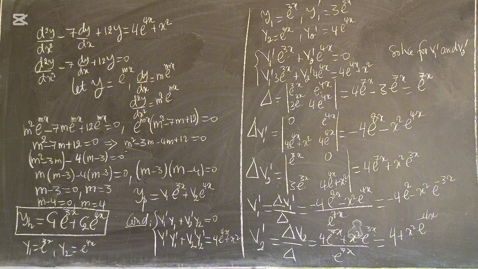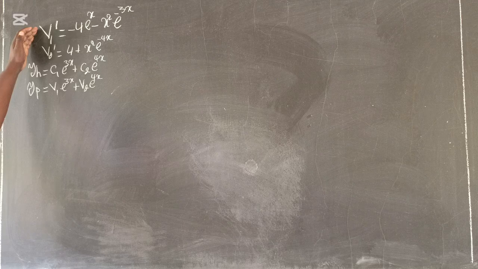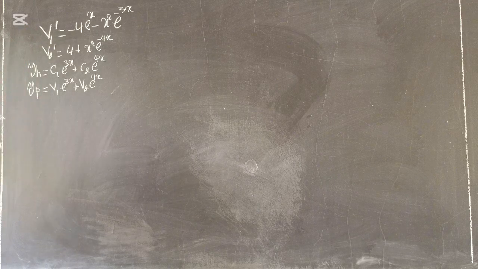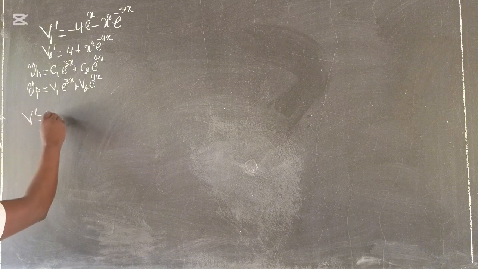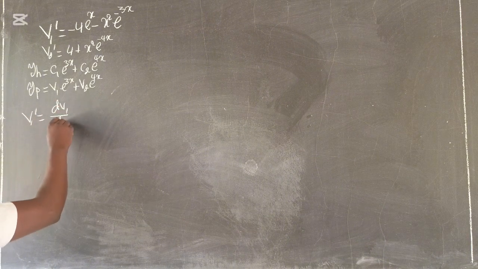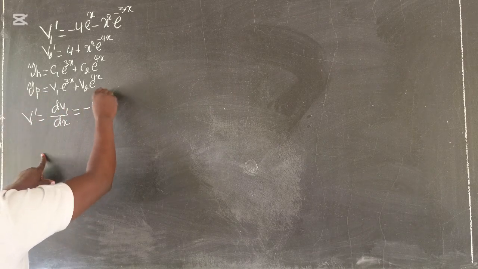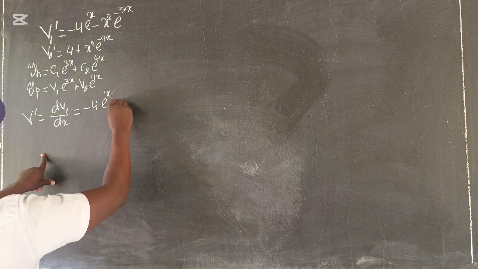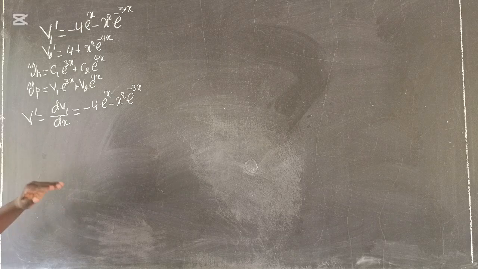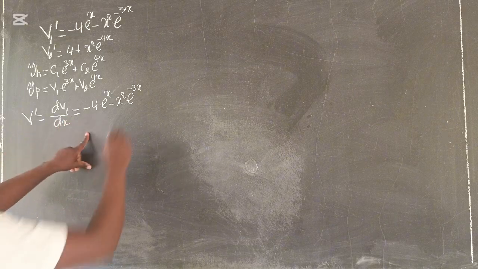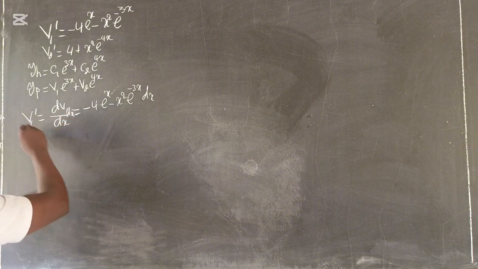Okay. Let's hope you're getting this. We are here. This is what you have. So, since we know v1 prime is the derivative of v1 with respect to x and is equal to minus 4 exponential of x minus x squared exponential of negative 3x. Yes. Multiplying everywhere by dx and dx here, and integrate.